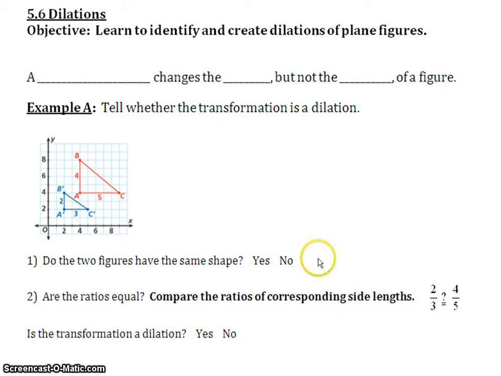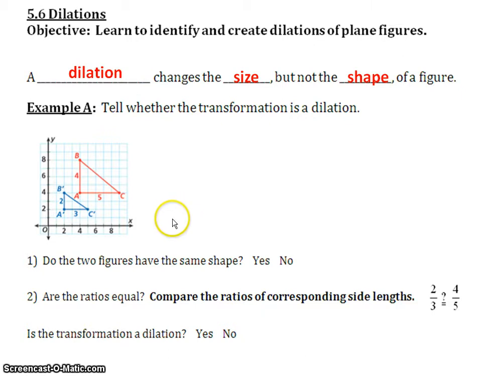Chapter 5, Lesson 6, Dilations. The objective: learn to identify and create dilations of plane figures. A dilation changes the size, but not the shape of a figure. When we're working with dilations, you will have two figures. One is the original. The second figure is known as the image.